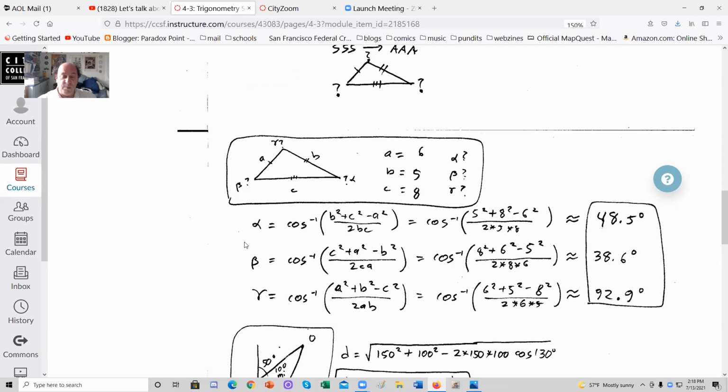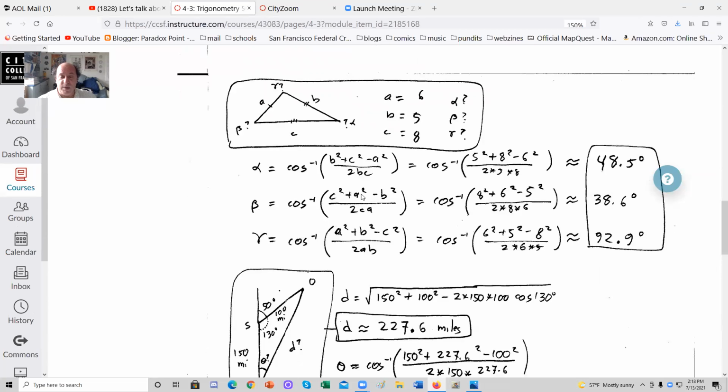Now I can do similarly with beta: arc cosine of c squared plus a squared minus b squared over 2ca. Plug in the numbers, out comes 38.6 degrees. Gamma, we'll do it by the law of cosines: arc cosine of a squared plus b squared minus c squared over 2ab. It gets that, and that's 92.9 degrees.